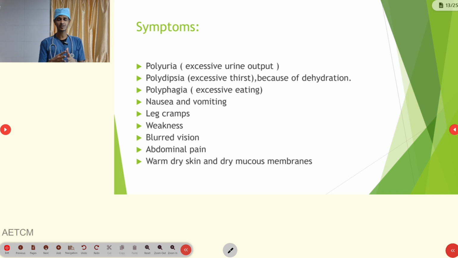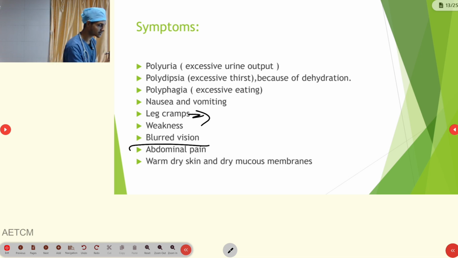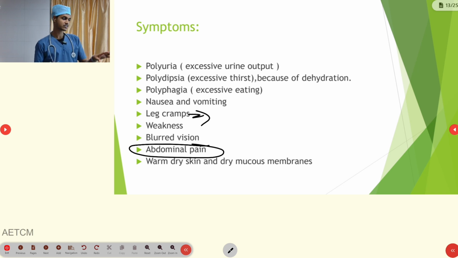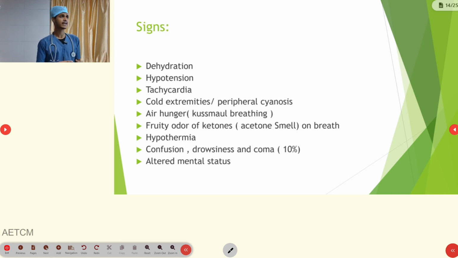So these are the assessment points. Point-wise, what are the things you will get, like symptoms? Symptoms mean the complaints or subjective data. The person will tell he might have polyuria, polydipsia, polyphagia, nausea, vomiting, and leg cramps, because your body will lose more potassium, thereby because of hypokalemia the person will have leg cramps, weakness, blurred vision. Abdominal pain is one of the most important differential diagnoses in DKA. And then warm and dry skin, dry mucous membrane, because of the dehydration. Signs-wise you can find dehydration.